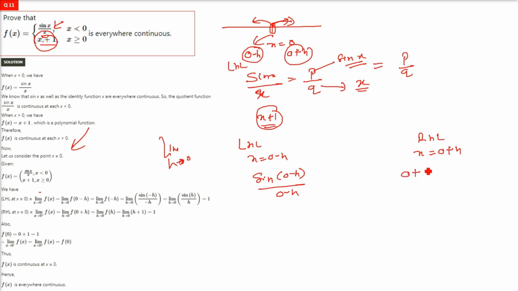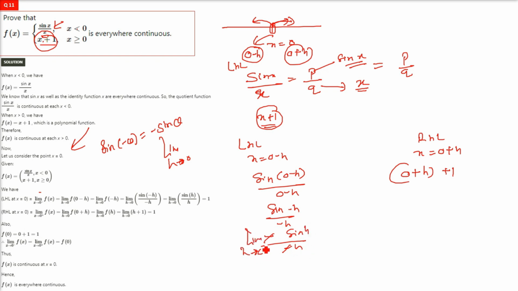Okay. Now coming to the right hand limit, I am placing 0 plus h in x plus 1. So the left hand limit becomes sin(minus h) by minus h. You know that sin(minus theta) is minus sin theta. So this is going to be minus sin h divided by minus h, negative negative cancel, sin theta by theta, limit theta tends to 0, or sin h by h, limit h tends to 0, is going to be 1. This we know. Now here h is 0, 0 plus 1 is 1.